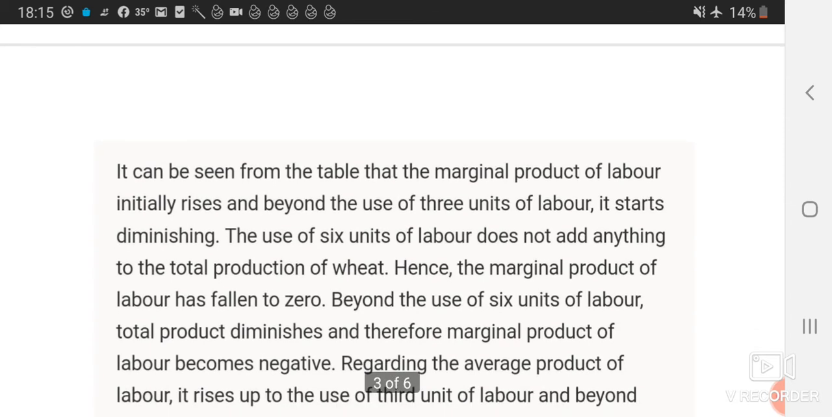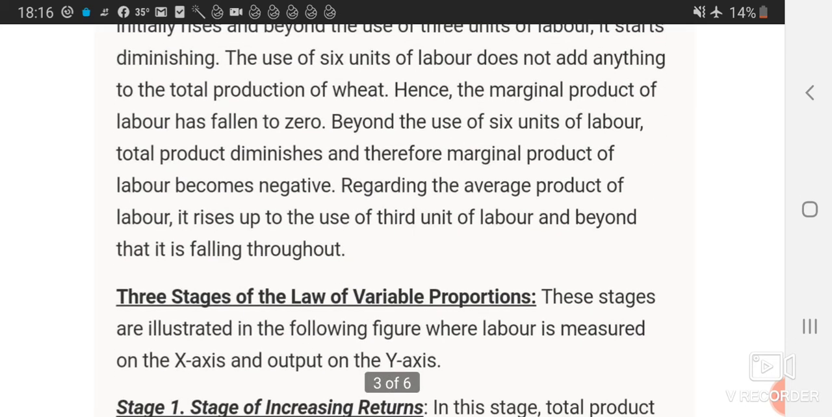It can be seen from the table that marginal product of labor initially rises, and beyond the use of 3 units of labor it starts diminishing. The use of 6th unit of labor does not add anything to the total production, that is the 18. Hence the marginal product of labor has fallen to 0. Beyond the use of 6th unit of labor, total product diminishes, and therefore marginal product of the labor becomes negative.